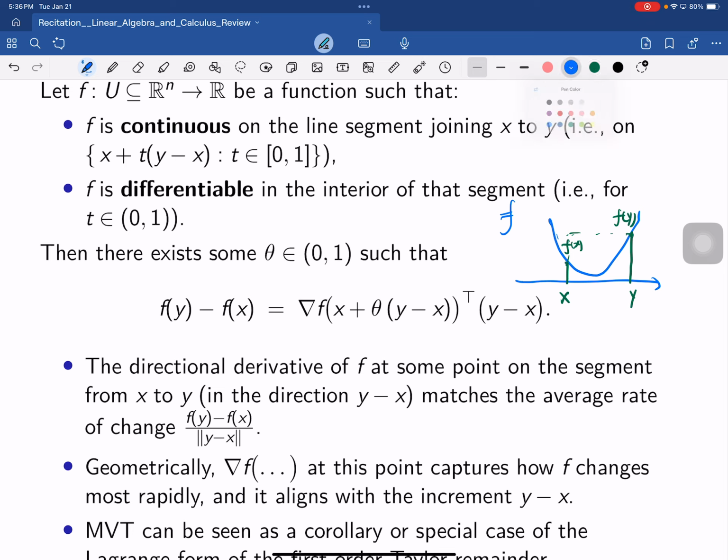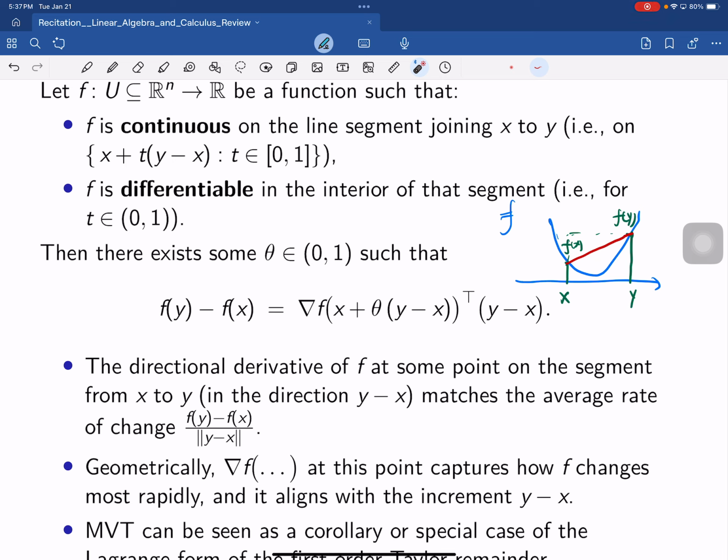let's say, change a different color. This slope should be something like this, right? You connect these 2 points, the slope should be the same direction as this line segment here, because that evaluates the difference of f(x) and f(y), right? So what it says is there exists a gradient of f evaluated somewhere between x and y, right? So this is x plus theta, between 0 and 1, times y minus x, right?